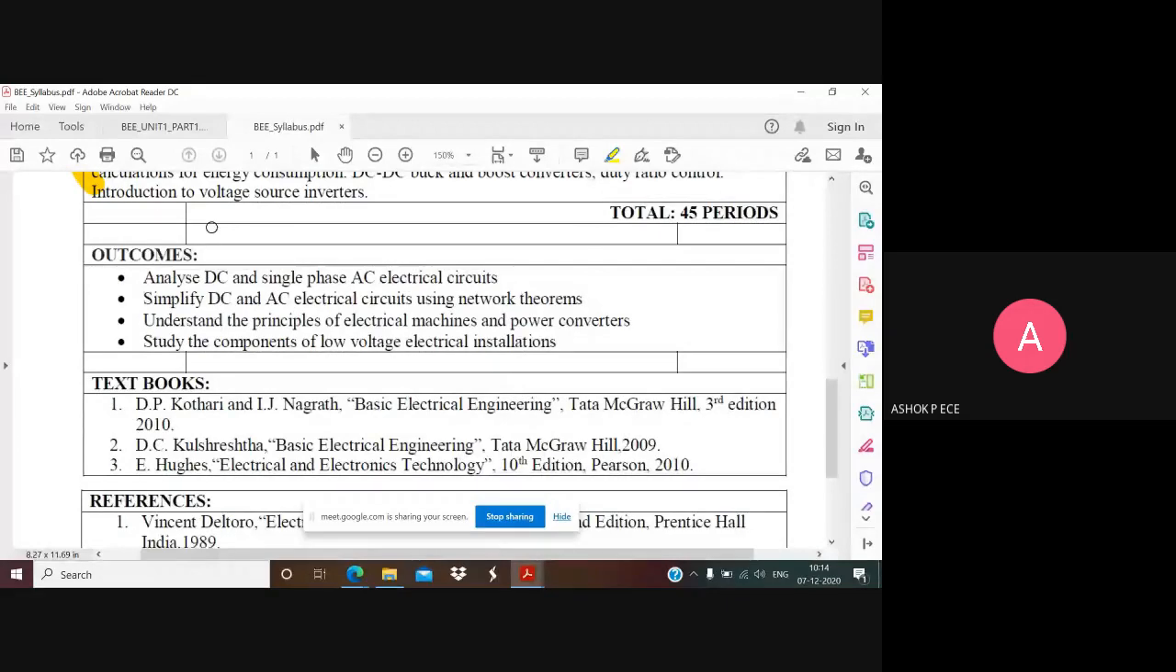Upon completing all 5 units, you should be able to analyze DC and AC circuits. These are the outcomes. You should be able to simplify circuits using the theorems. You should understand how electrical machines work, how power converters work, and you should be able to understand the components of low voltage electrical installations.